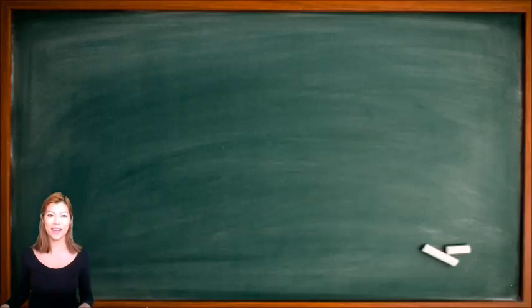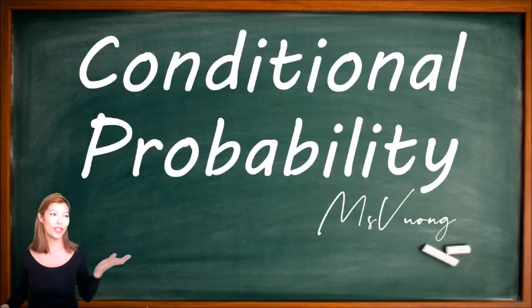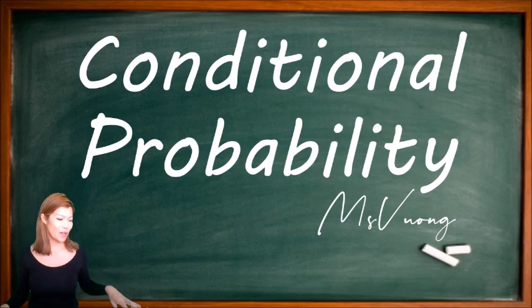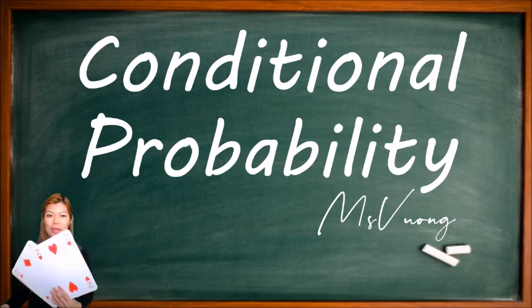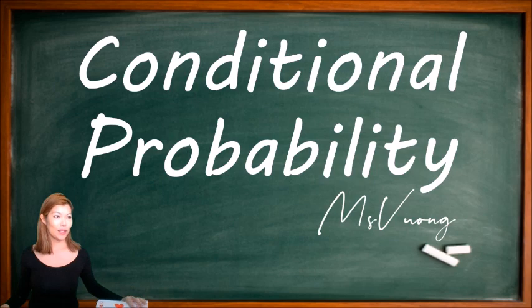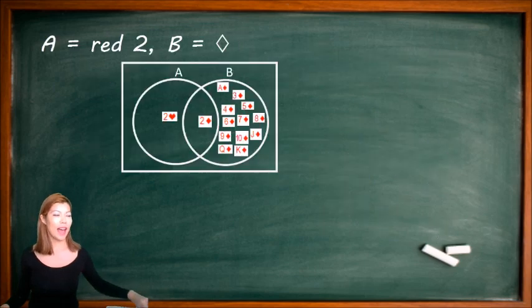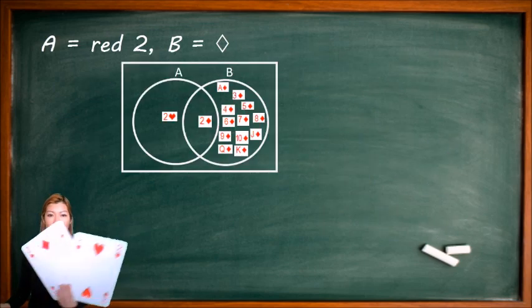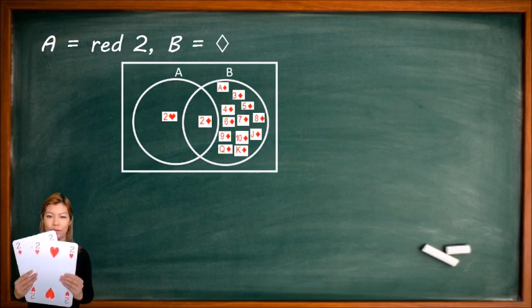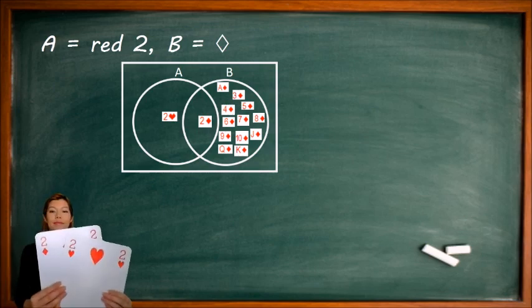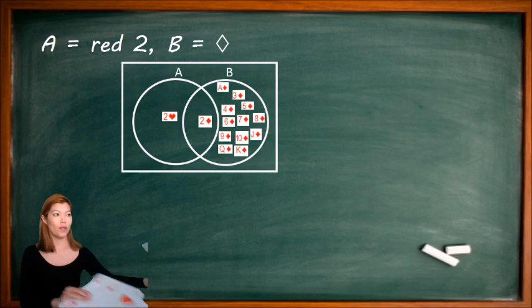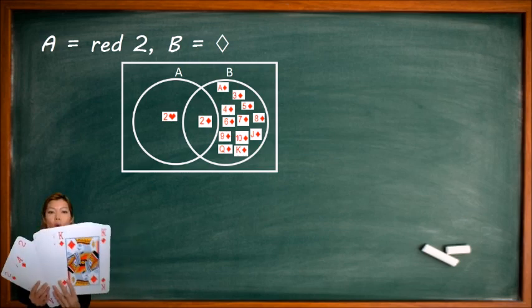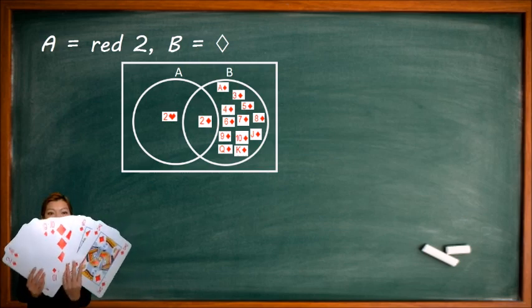Hi everyone, today we're going to be looking at conditional probability. Now recall from last time that when we're talking about probability, we're talking about cards. So we're going to look at if we had to choose either event A, which is picking a red 2, or event B, which is picking out of all the diamond cards.